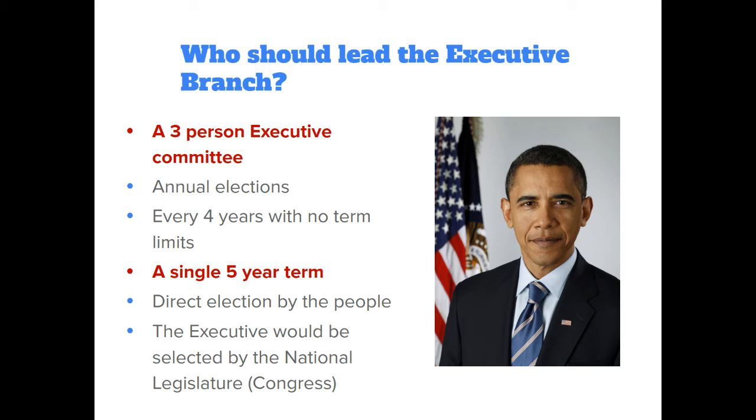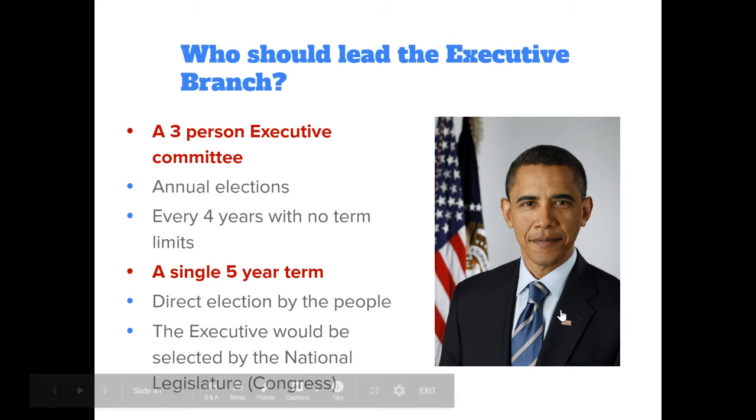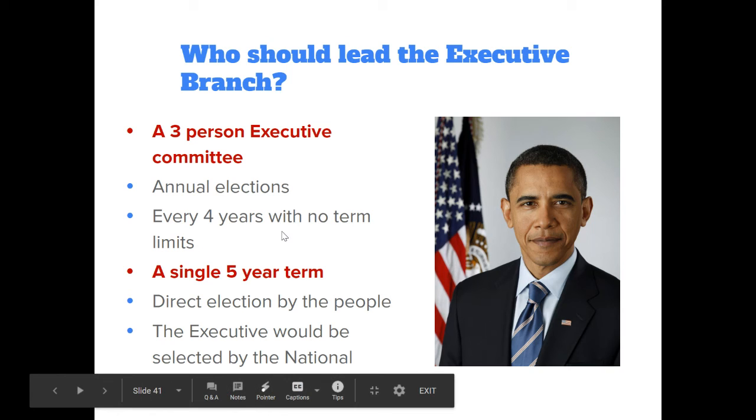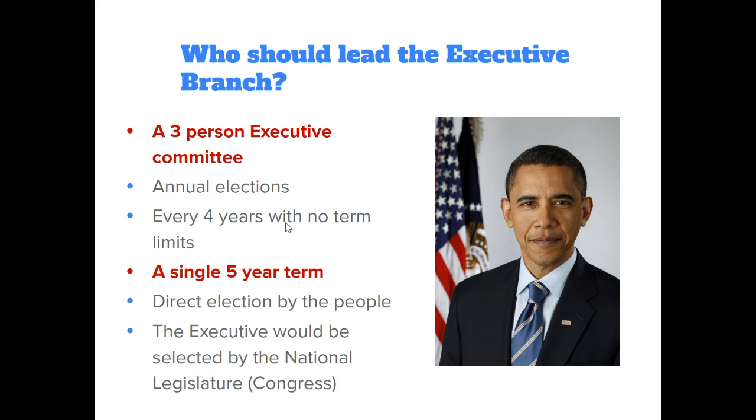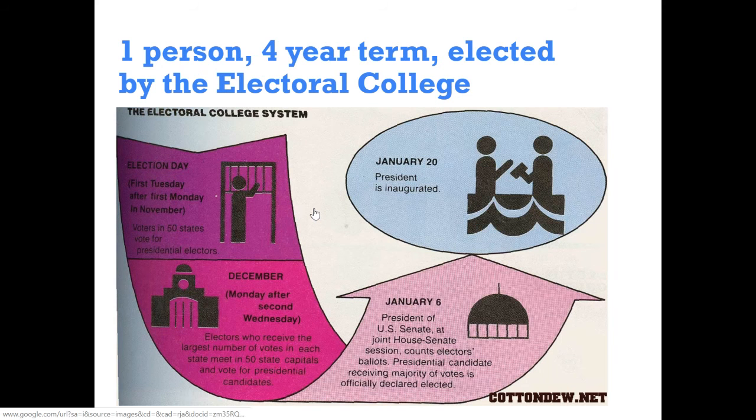Or a single 5-year term, direct election by the people, or that the executive would be selected by Congress, which is kind of like how the British system works today with Parliament and the Prime Minister. All these ideas were considered. Obviously, every 4 years with no term limits was the one that was eventually adopted. But the others in red received serious consideration. We know today that we have one person, with 4 years for each term that they're elected.